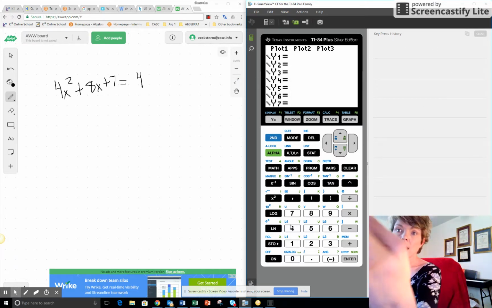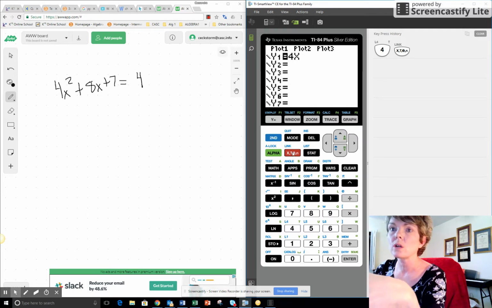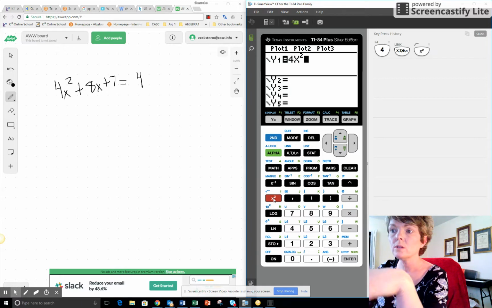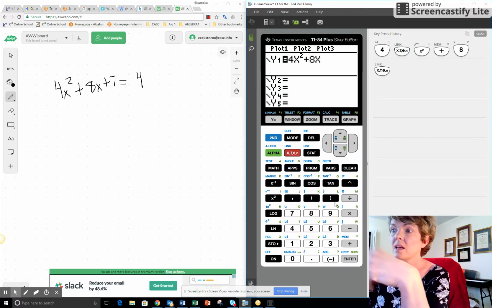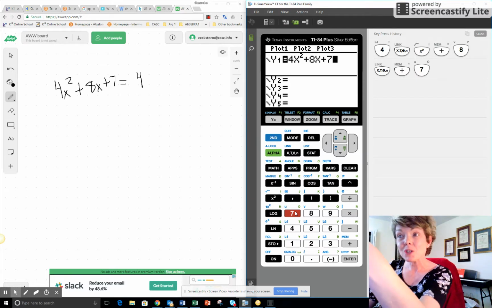So right now we're just typing in this equation. So 4x, remember x has to be this button. There's no other x that works in an equation. X and then squared, you want to use this squared, plus 8x plus 7. Now, you don't type equals 4 here because that's a quadratic equation.